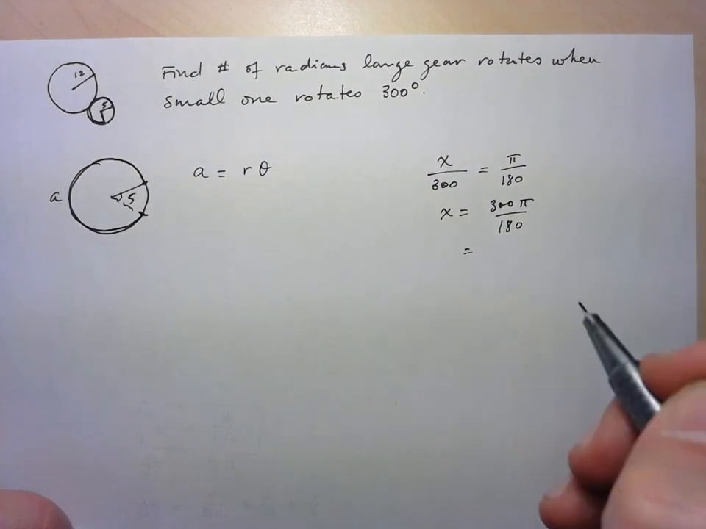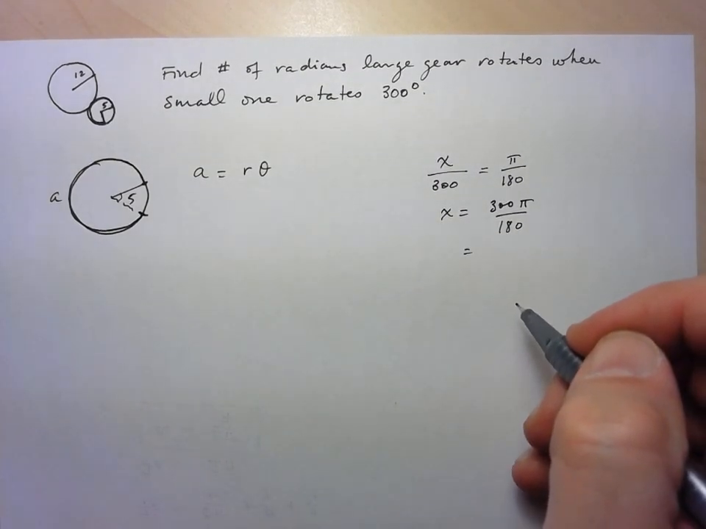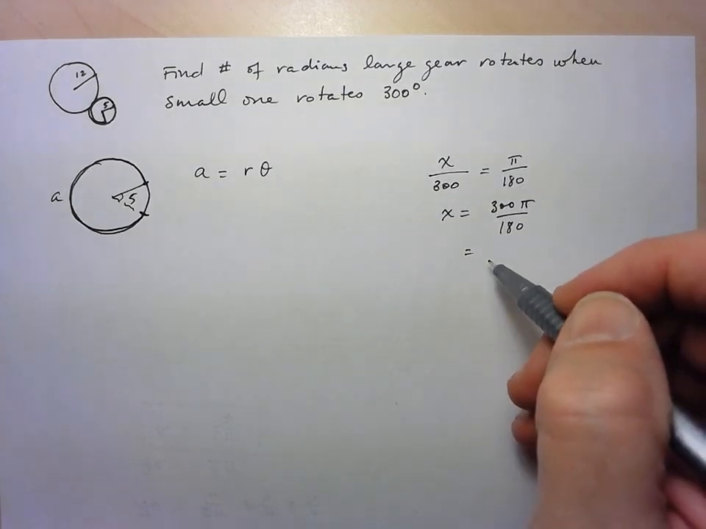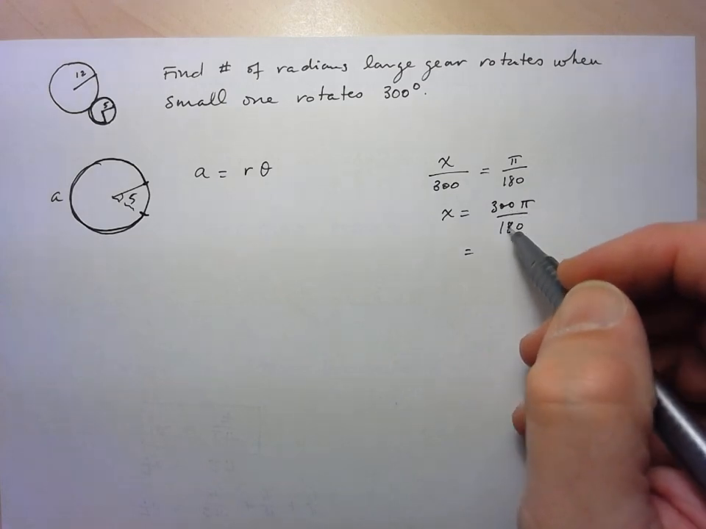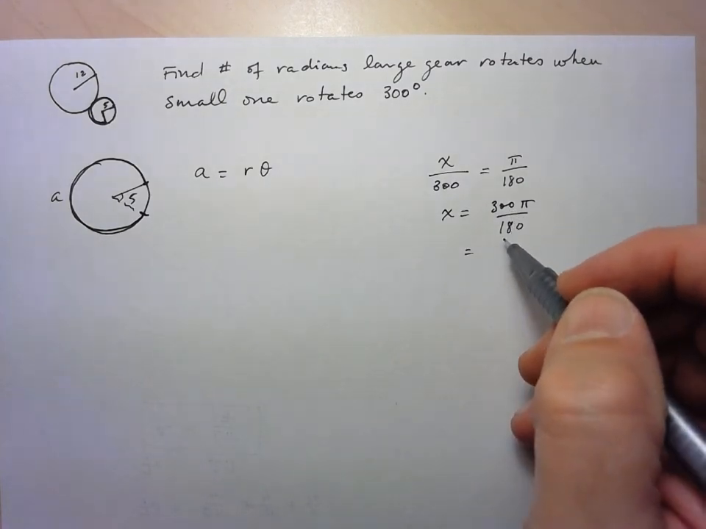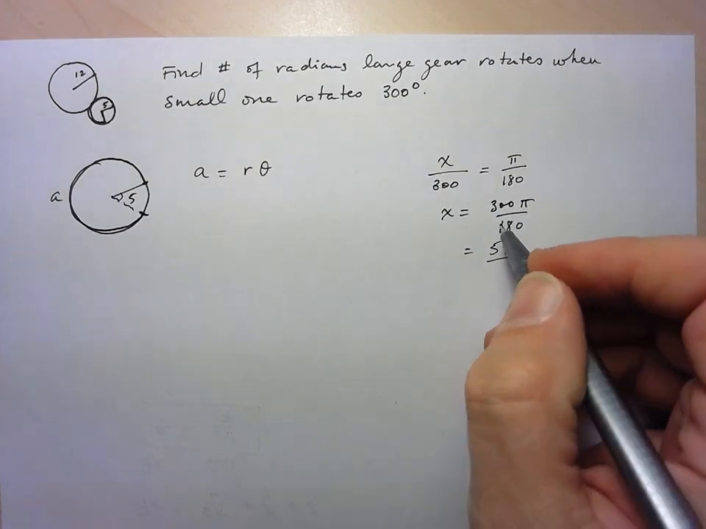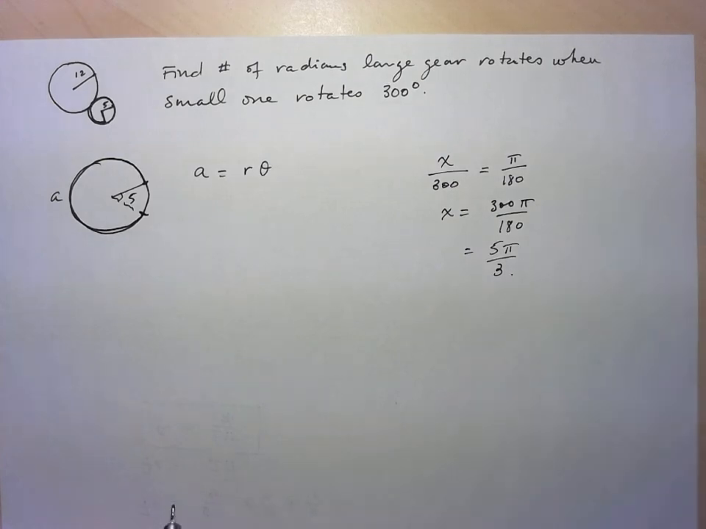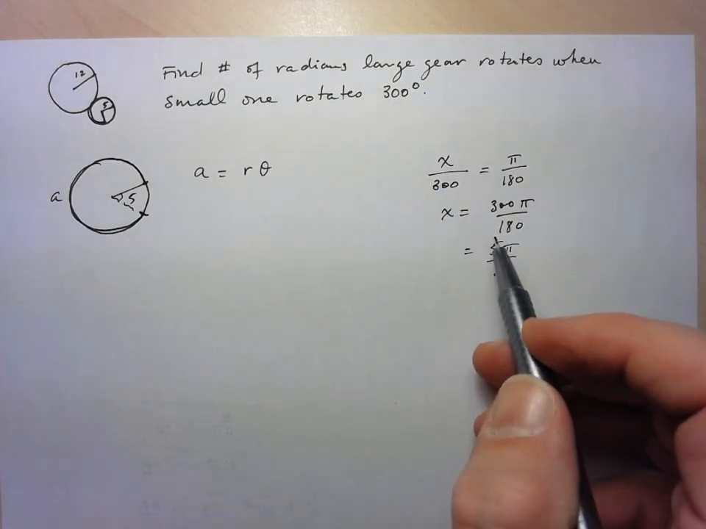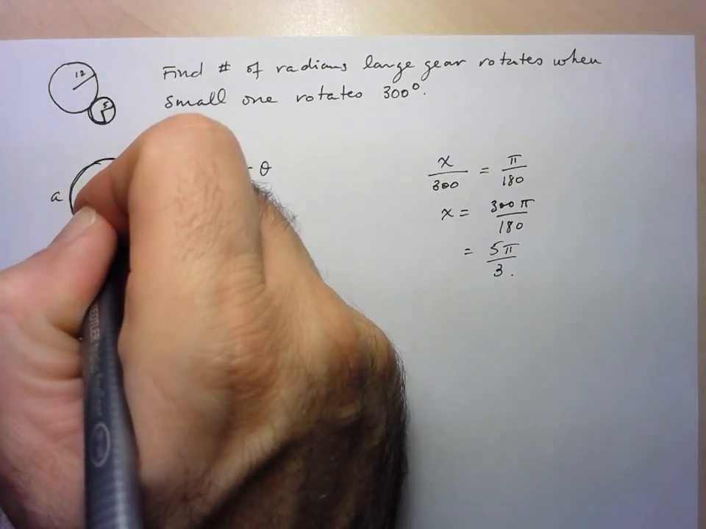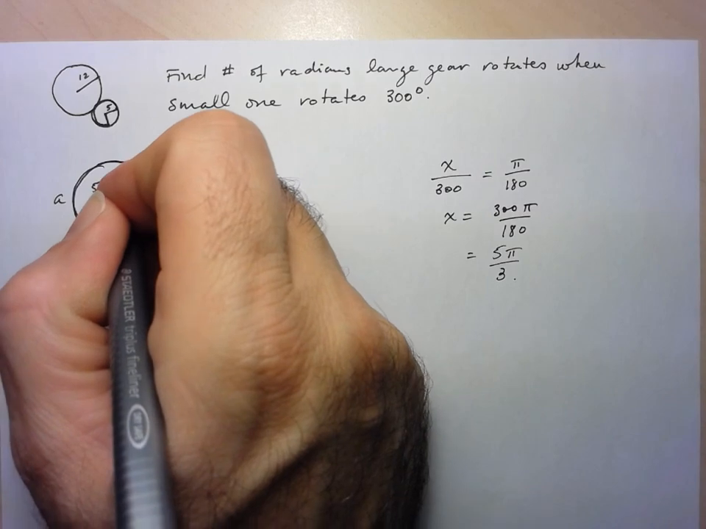I'm going to keep everything exact since I don't have a scientific calculator with me. Let's simplify this. These are both divisible. I'm going to guess 60 is the largest divisor. So 300 divided by 60 is 5 pi, and 180 divided by 60 is 3. And that's as simple as it's going to get. So this just gives us the angle: 300 degrees is equivalent to 5 pi over 3 radians. So this is going to be our theta.